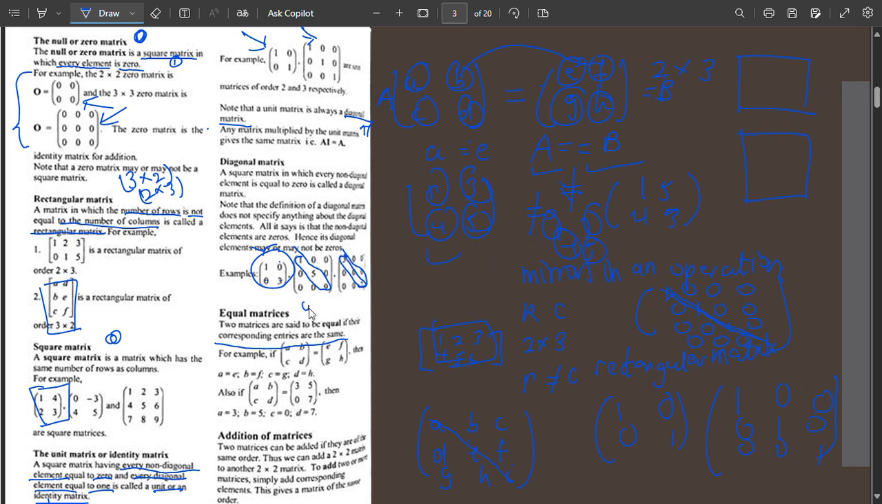So we'll end here and then continue on the next one to addition of matrices in Mark 2.